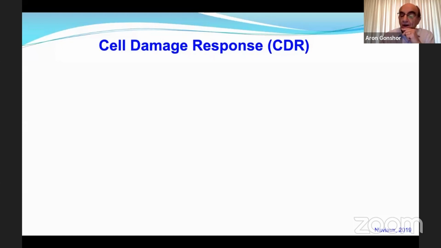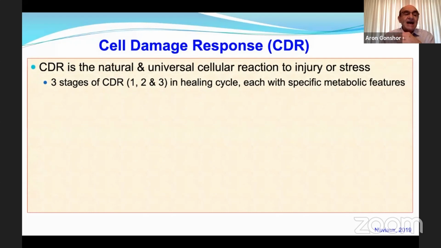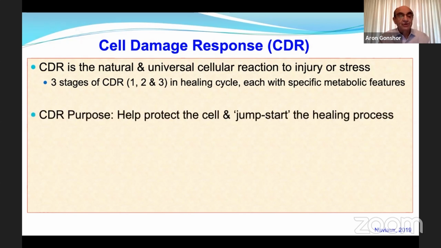And so Naviaux posits the idea of what he calls the cell damage response, or CDR. So I'm going to use the word CDR for cell damage response. And CDR is a natural, universal cellular reaction to any injury or stress. So we normally go through this. We injure ourselves, we go through a series of steps which will lead through a healing cycle, each with a very specific metabolic feature. And what's the purpose of CDR?